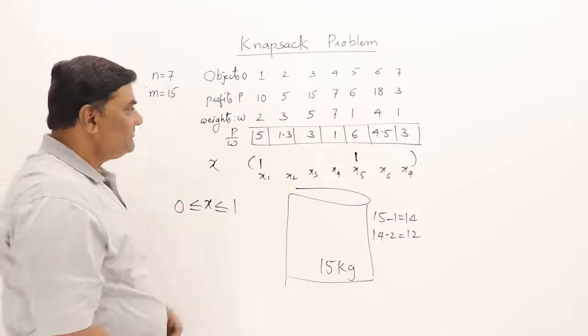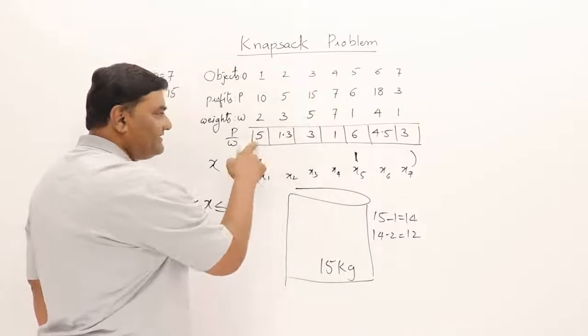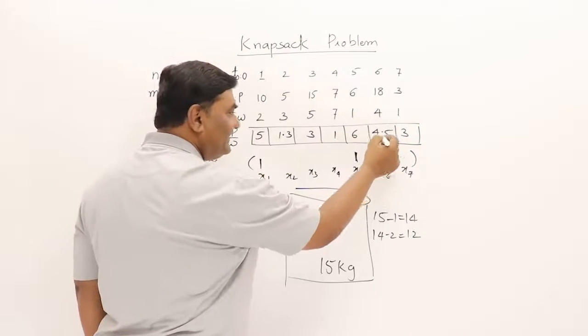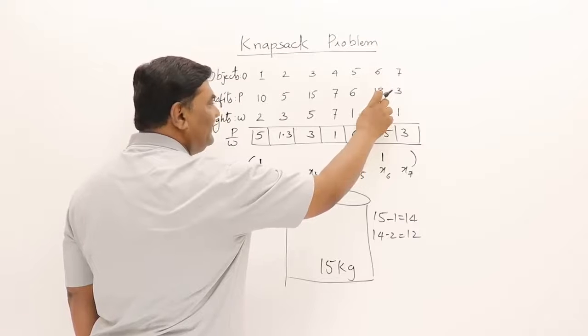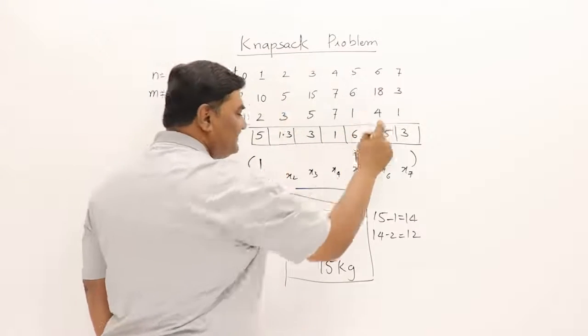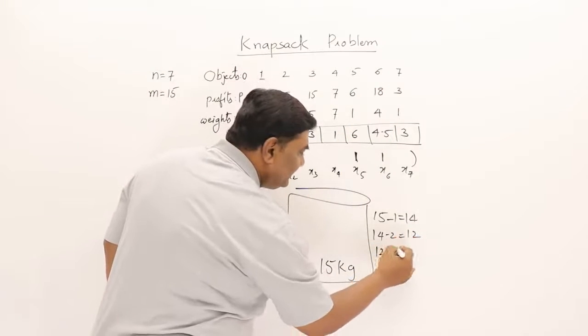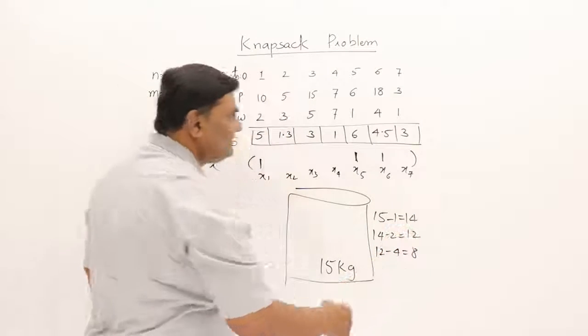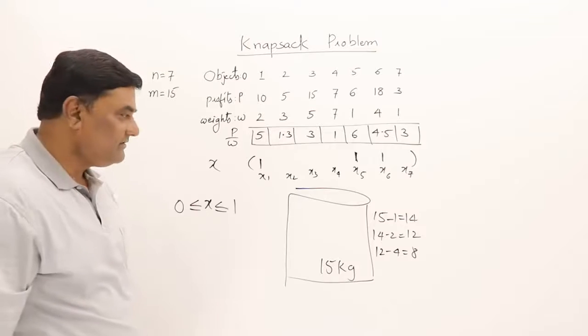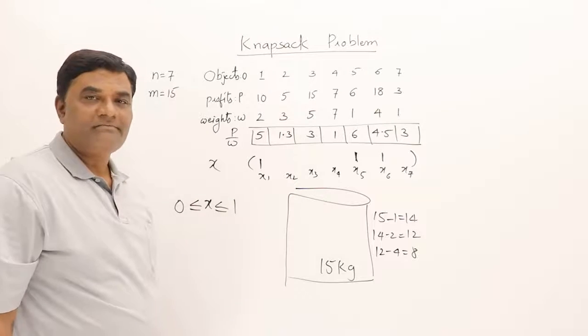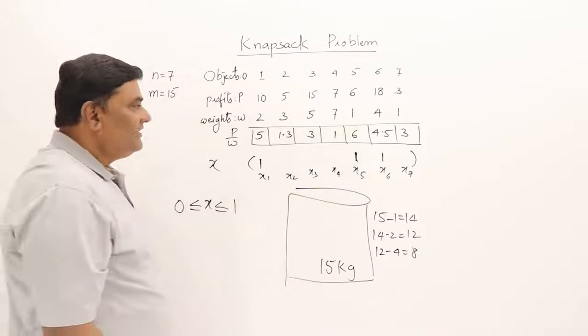Now which is the next object? This is the highest, then this is the next highest, this is the third highest. I will select this object also completely, full. Full means all 4 kgs I will include. This is weight, 4 kgs. So 12 minus 4 is 8 kg. 8 kgs are remaining.